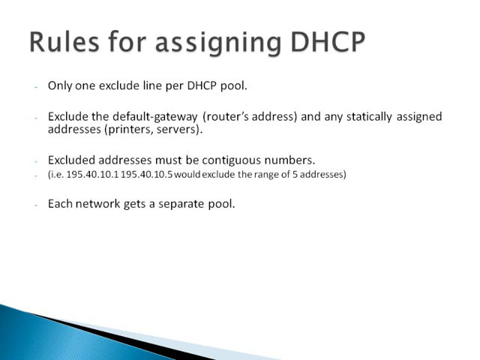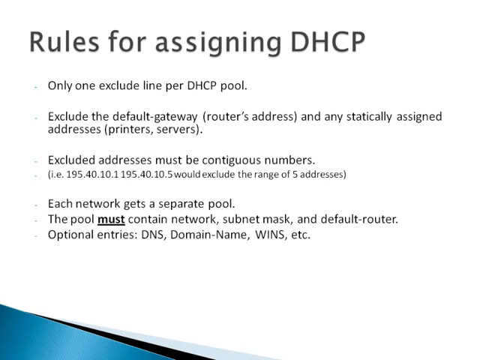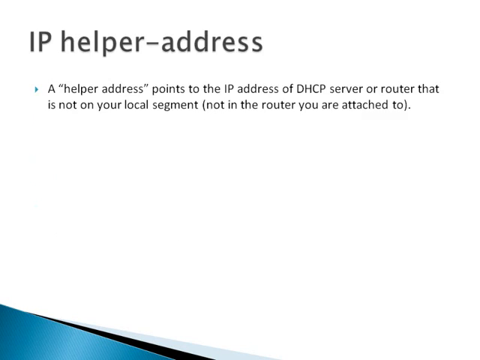Each network gets a separate pool. The pool must contain the network, the subnet mask, and the default router. Optional entries are for the DNS, the domain name, the WINS, etc.